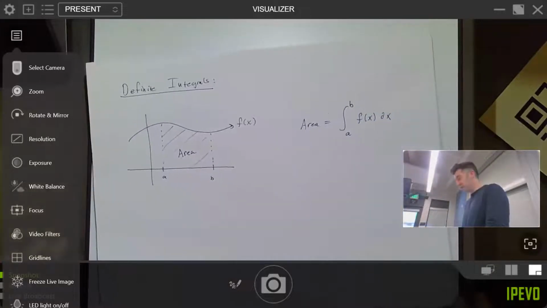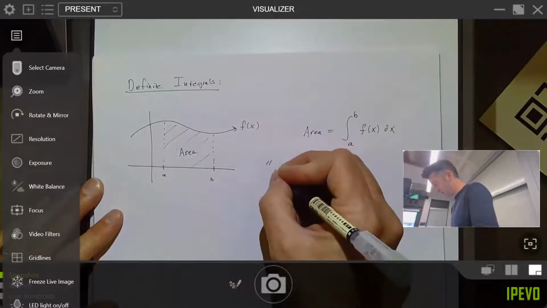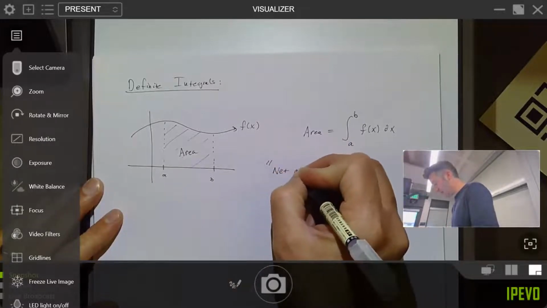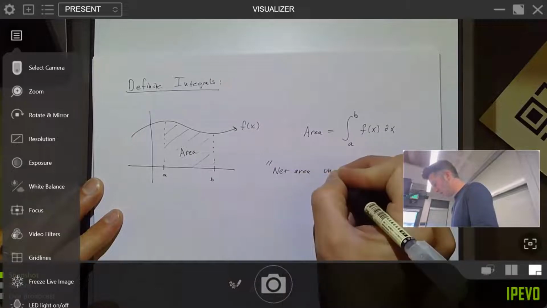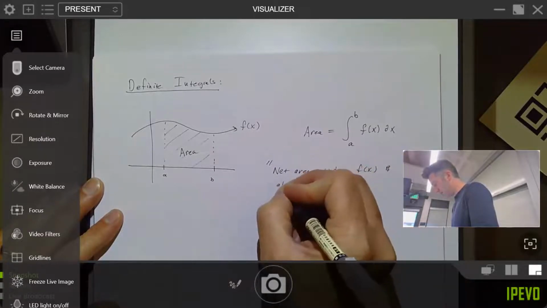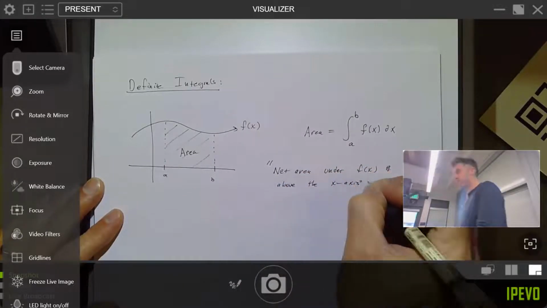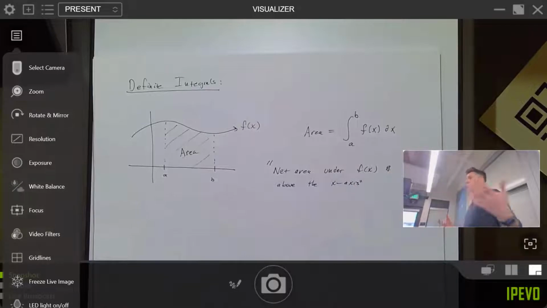And that is the area, or more specifically, it's actually the net area under f of x and above the x-axis. So as long as your function is always above the x-axis, it's kind of what you think it would be. But if things start to be above or below, it gets a little more nitpicky.